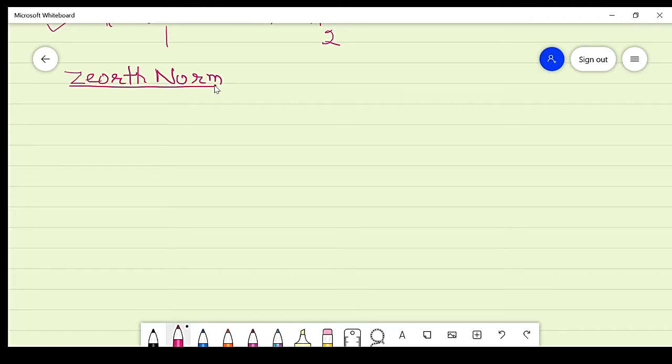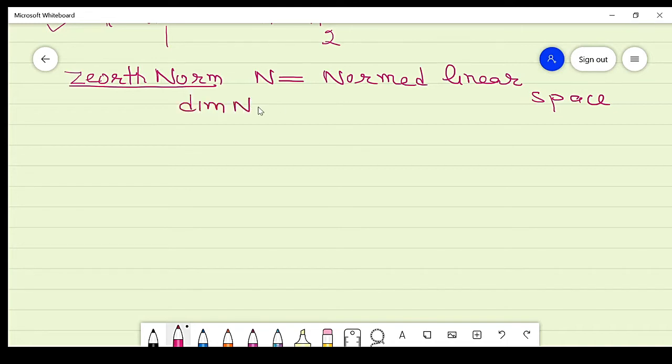Now suppose N is a normed linear space, and it is finite dimensional. So the dimension of N is small n, right? If the dimension is small n, then it means it has a basis.